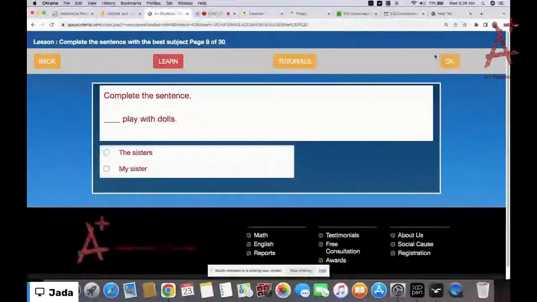I hope that you all understand what we're doing. All right. So Dash play with dolls. Dash play with dolls. Okay. Play again without what? Without S. So you need to find what? The subject with S. Okay. So it's going to be the sisters.